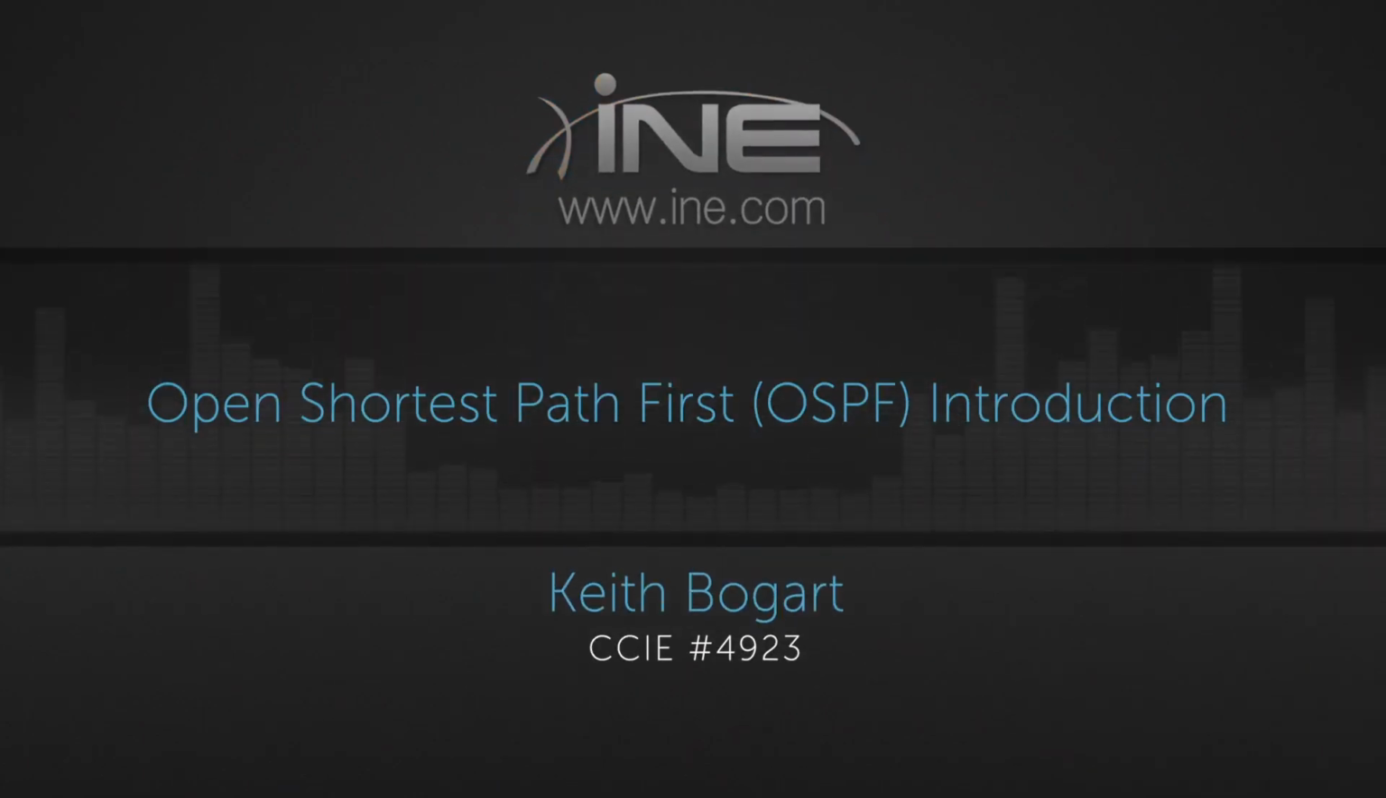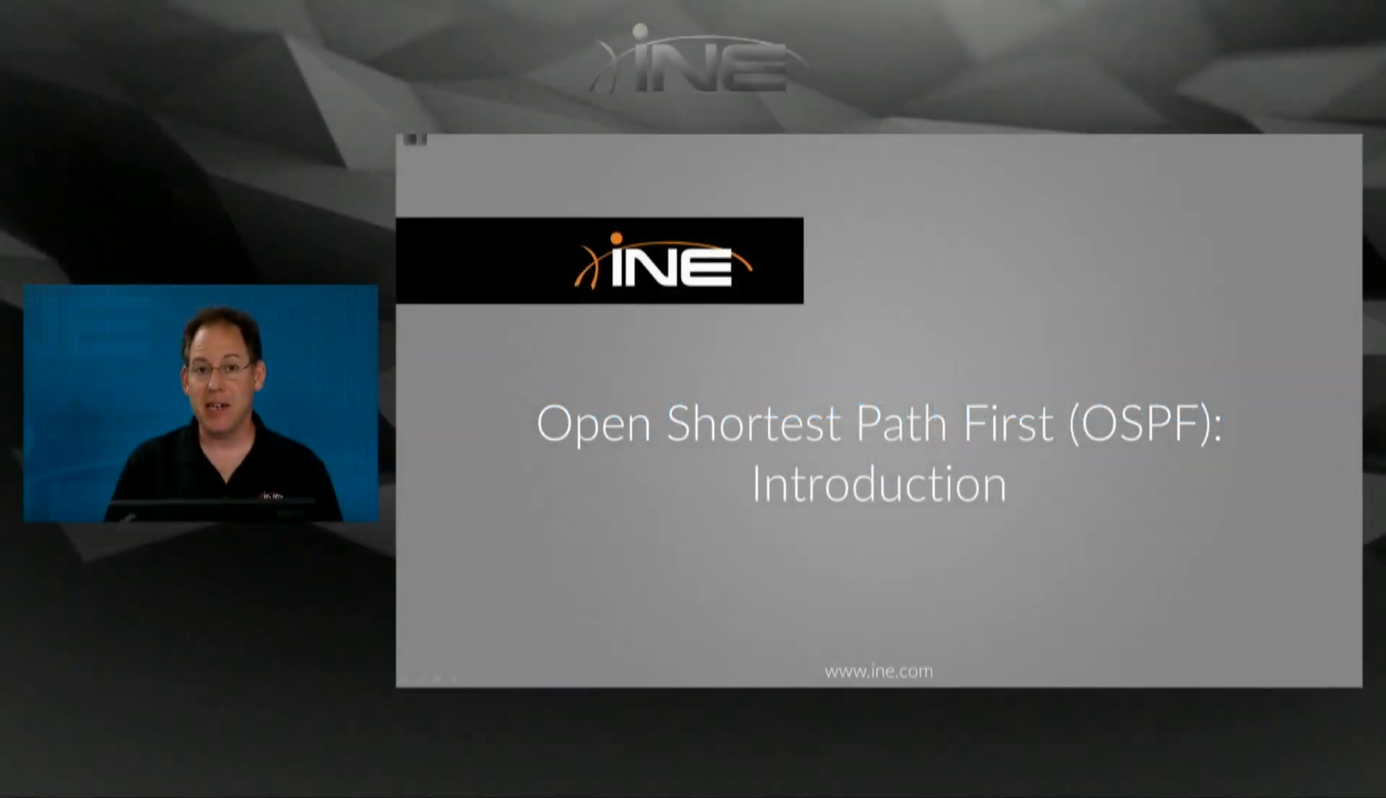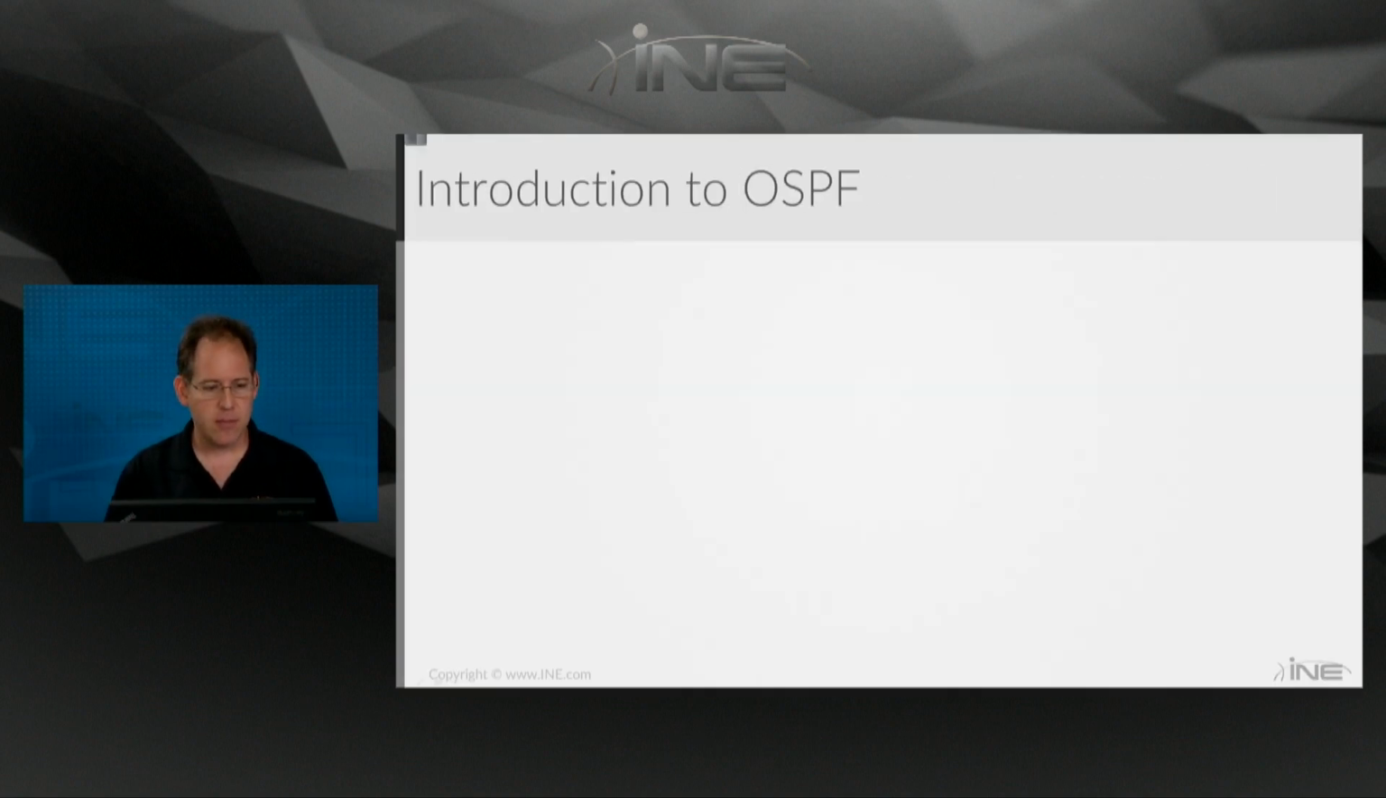So we're going to leave the world of EIGRP behind us, and at this point we're now going to move into another interior gateway routing protocol, which is Open Shortest Path First, otherwise known as OSPF. So let's just do a quick introduction to OSPF. First thing is that OSPF is and always has been an open standard. There actually is an RFC for it if you want to Google the RFC for OSPF.